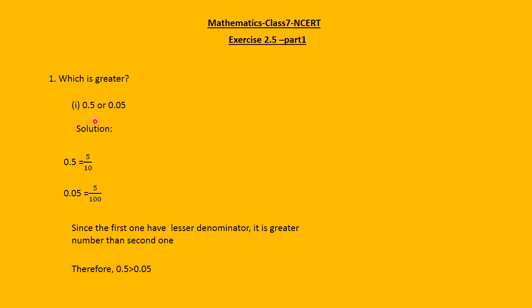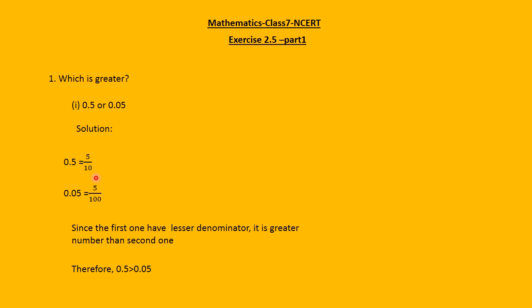So how do you find out? First of all, we will make it in terms of fraction. 0.5, how do you convert in terms of fraction? Because you have one place after decimal, you will divide it by 10. So 5 divided by 10. And for 0.05, we have two places after decimal. So it is the 100th place. So 5 upon 100.